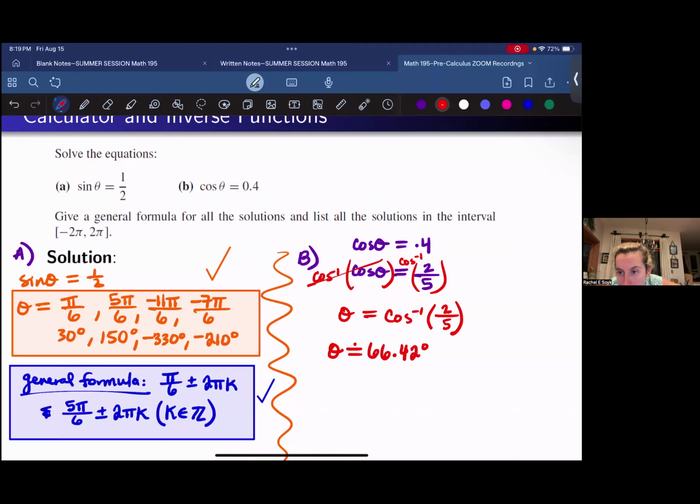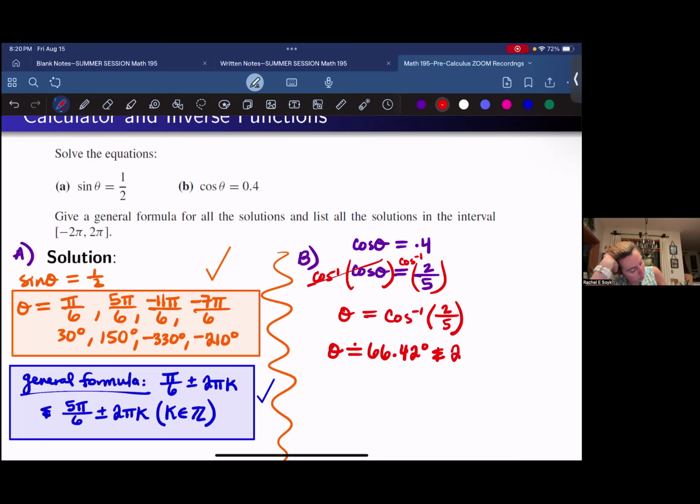And then it's the same exact procedure. We're looking at the positive version of this, and it's cosine. So we're highlighting that first and that fourth quadrant. And then we want to figure out what are our solutions from negative 2 pi to 2 pi, and then what is our general formula. So for our general formula, we're looking at 66.42, and then in our fourth quadrant, it's just 360 minus that, which gives us 293.58 degrees.